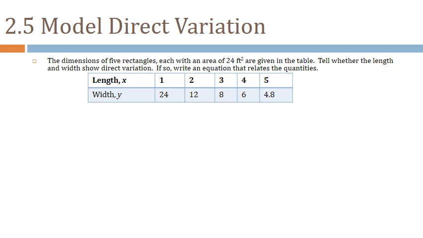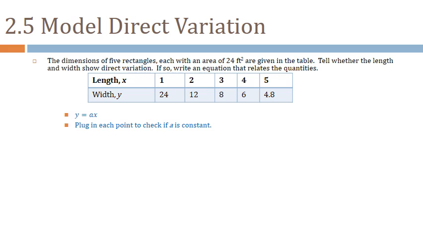The dimensions of 5 rectangles, each the area of 24 square feet, are given in the table. Tell whether the length and width show direct variation. If so, write an equation that relates the quantities. Now, if it's direct variation, we know that we're going to use the model y equals ax. So what we're going to do is take each coordinate and fill it in for x and y. And we'll see if a is constant, because a was called the constant of variation, meaning it shouldn't change.